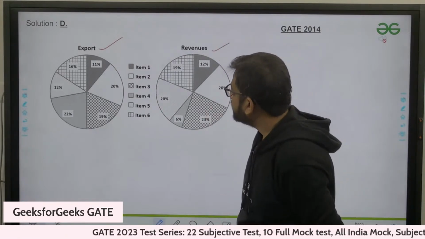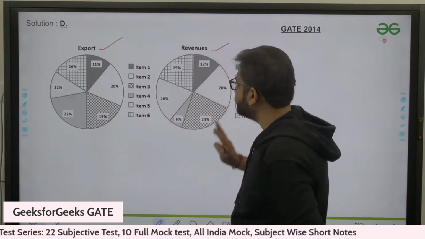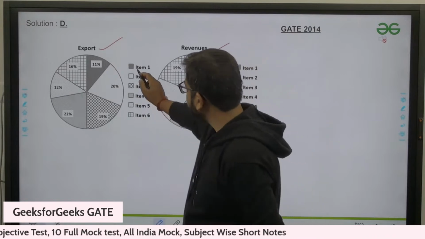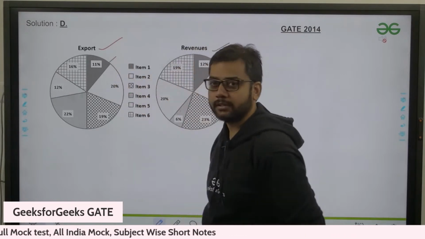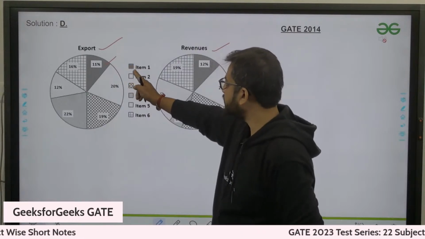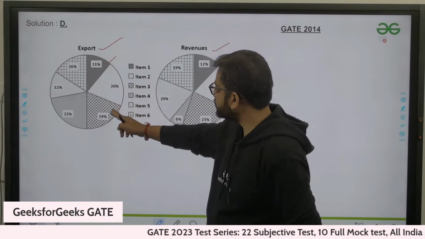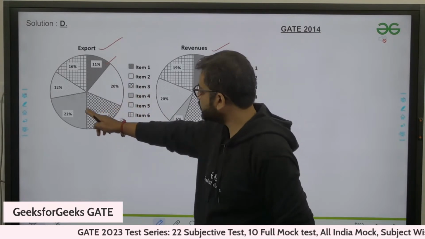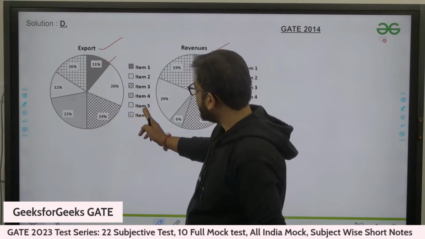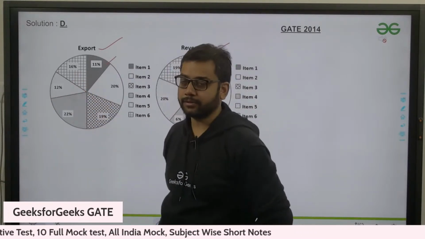The items are also mentioned, item 1 2 3 4 5 6. Item 1 has a gray hazy color coding. Item 2 is pure white, item 3 is big dot, item 4 is small haze, item 5 is small dot, and item 6 is crossover.